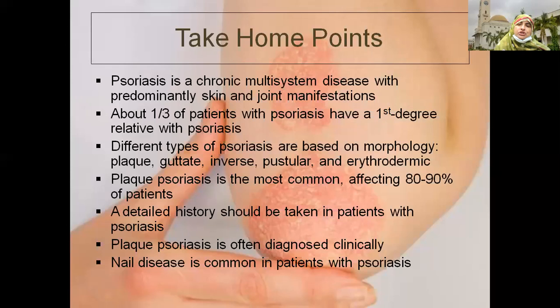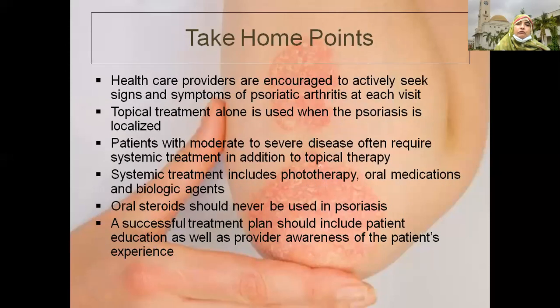A detailed history should be taken in these patients, and we order all the baseline investigations. Usually we diagnose these patients clinically, especially the plaque type psoriasis, and nail involvement is also there. So you have to check all the symptoms and signs of these patients, especially on each visit. You will ask for any kind of joint involvement. You will seek any changes in the nails, so that they can be addressed earlier in the disease.